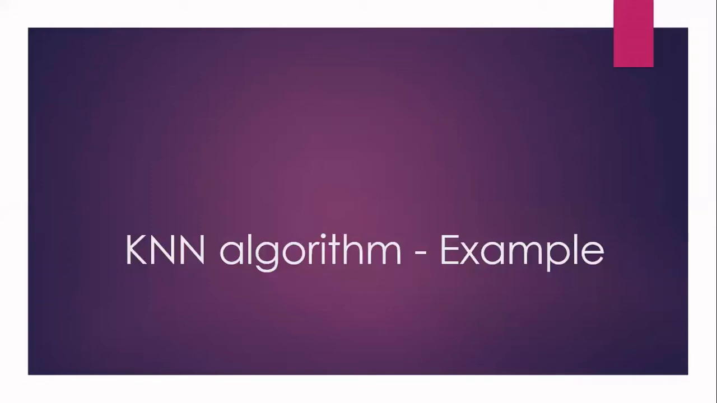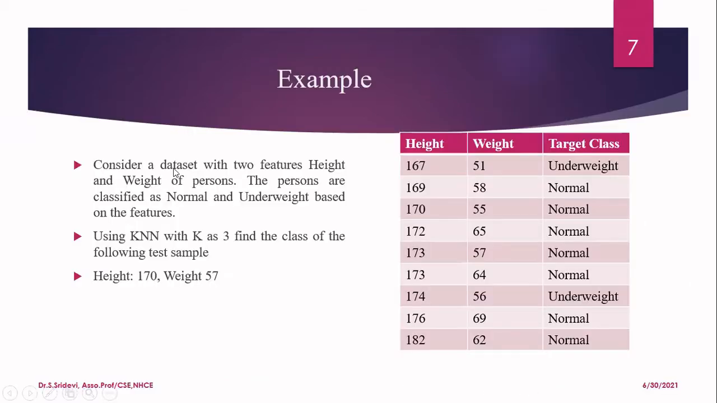In this class, we will see an example for the KNN algorithm and also the applications of KNN. So we are going to consider a data set with two features, height and weight of the persons. And these persons are classified into normal and underweighted based upon these two features. So the target class is underweighted and normal. If you consider the target class, it is a classification problem because we have discrete class labels at the output, and it is a binary classification problem.